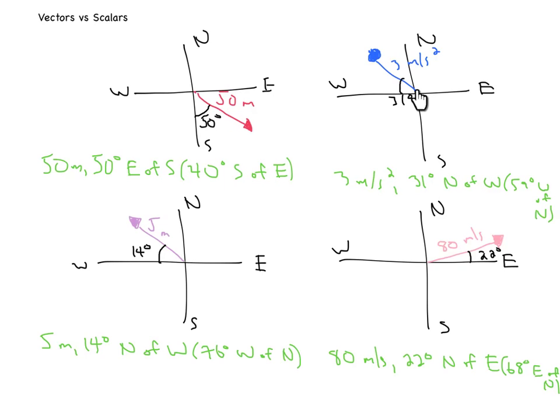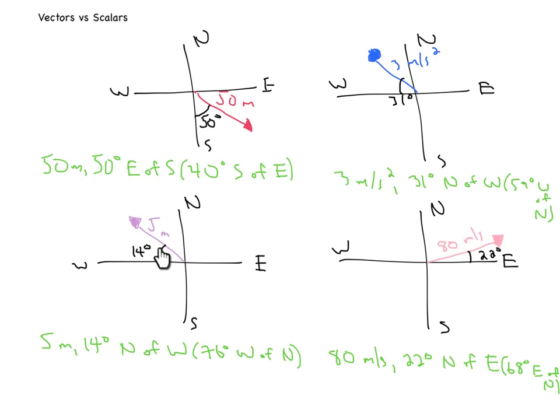For this vector, 3 meters per second squared, so that's the acceleration. So here's our magnitude, the unit, the direction is 31 degrees. Here's west, it's north of that by 31 degrees. So 31 degrees north of west, or 59 degrees west of north. You may have noticed by now that these angles, when you write both ways you could do it, will always equal 90, right? Because you're just finding the other angle of that 90 degrees, and then you just flip the directions around. So east of south, south of east, north of west, west of north.